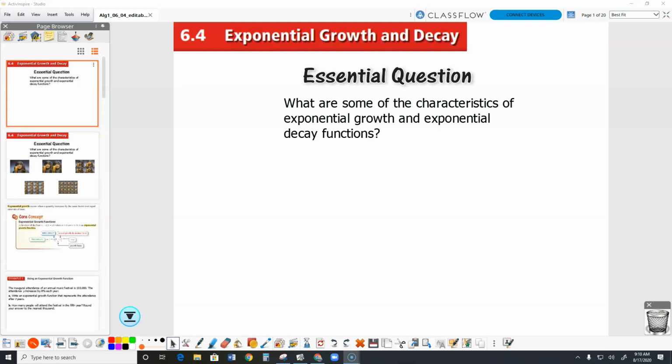All right, warriors, this is Algebra 1. We are in Chapter 6, Lesson 4, Exponential Growth and Decay. Our essential question: what are some of the characteristics of exponential growth and exponential decay functions?